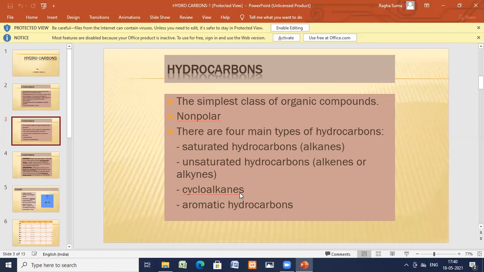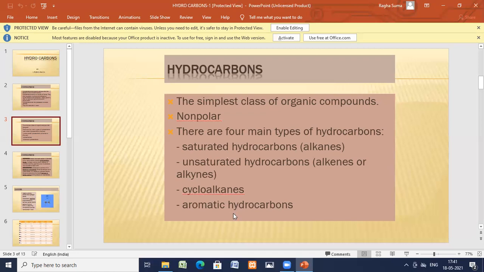Now coming to the cycloalkanes, the other class of hydrocarbons. These are the cyclic saturated hydrocarbons, the saturated cyclic hydrocarbons, cycloalkanes. You have all carbon single bond carbon bonds, but there is no starting point in there. It's closed. They are closed structures.